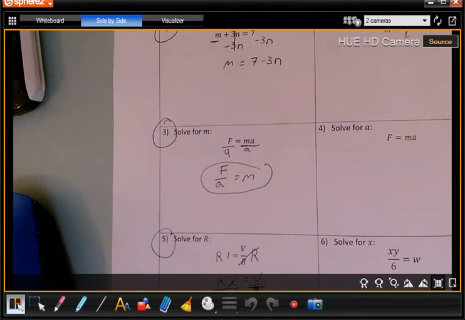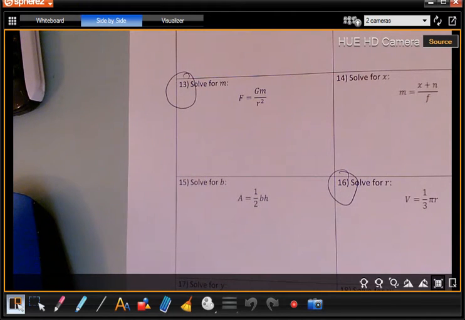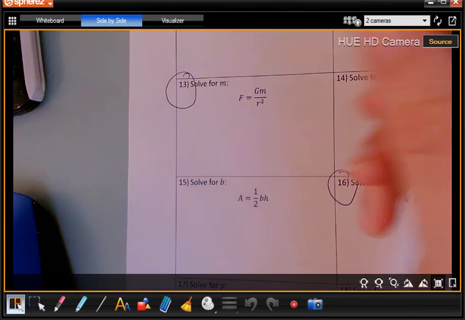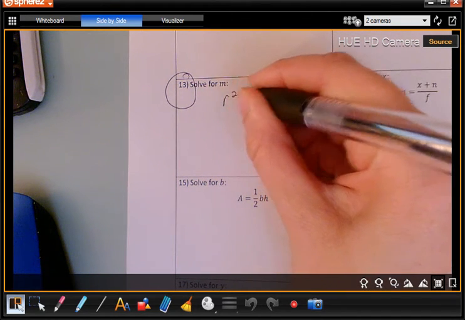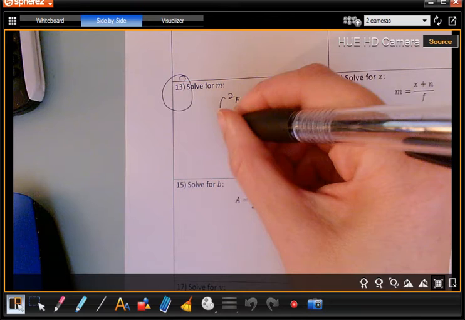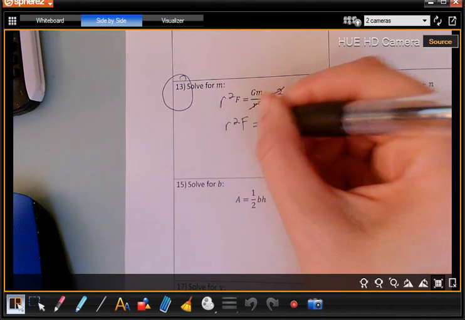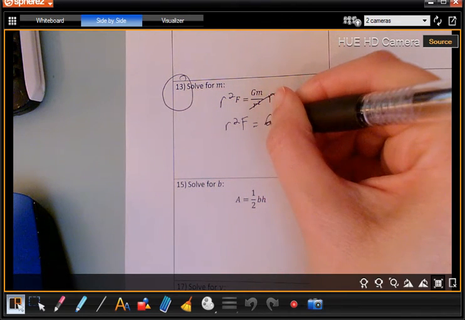Okay, let's go ahead and just do a couple more here. I just want to do two on this page. We're going to solve this problem right here for m. So the first thing I'm going to do is multiply both sides by r squared. So I'm just left with r squared f equals g m. That's a big capital G right there.